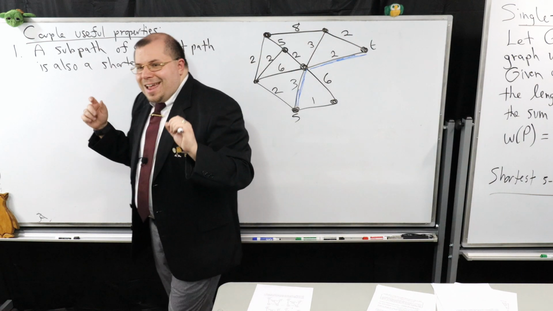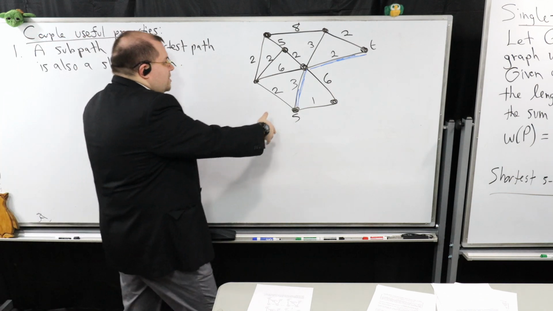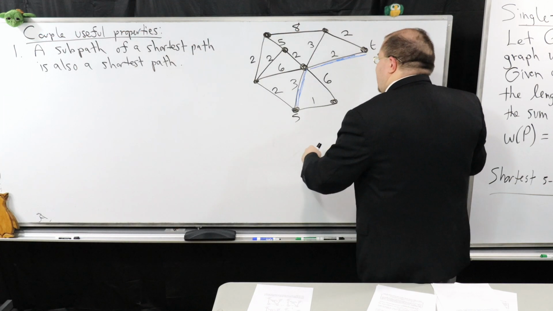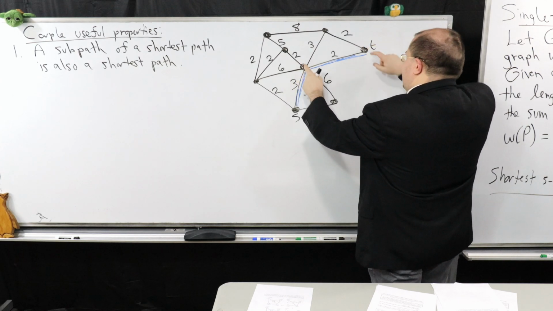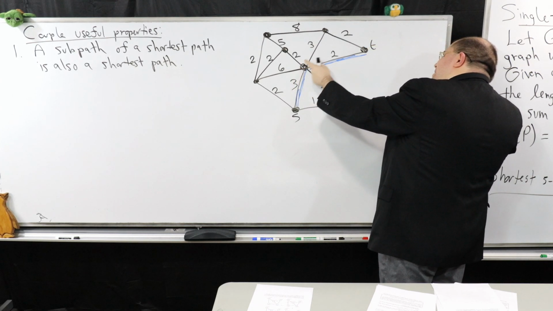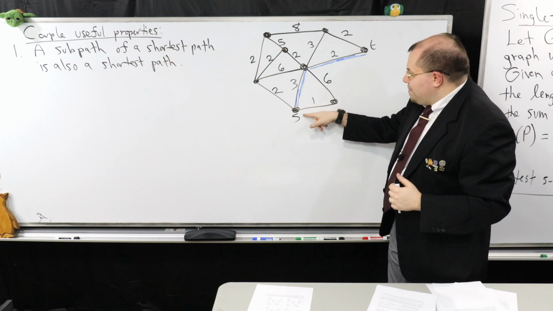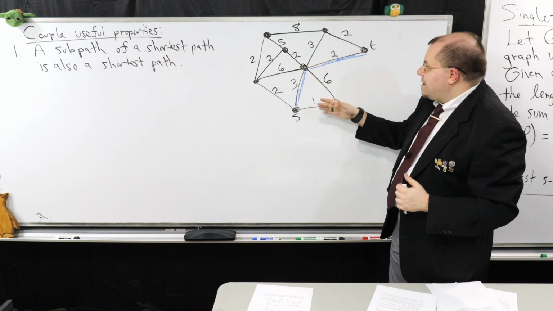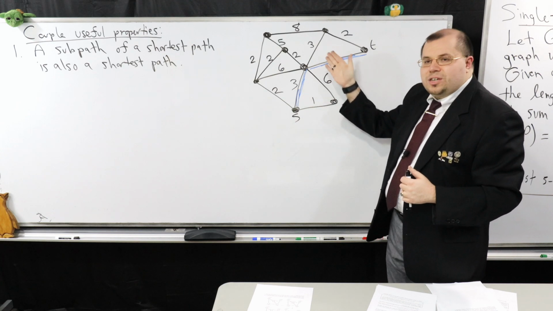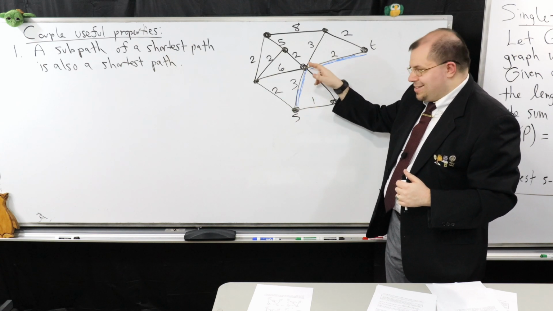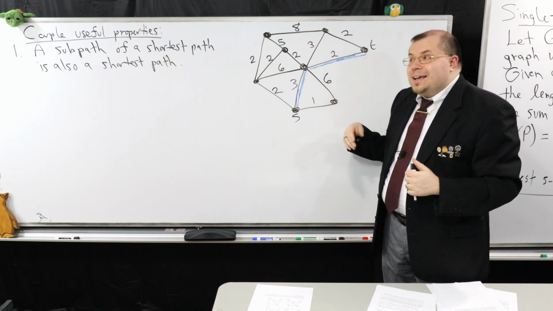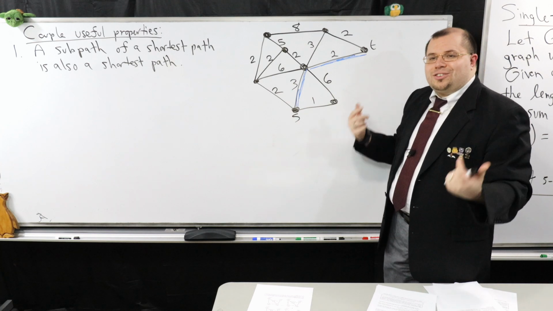So what I'm saying is if I took this shortest path, and suppose I wanted the shortest path from this vertex to this vertex, it most certainly will be this one right here. Likewise, if I were to go from this vertex to this vertex, this is actually going to constitute a shortest path from this vertex to this vertex. That's what I'm saying. And you might ask, Dan, how do you know that that's true?